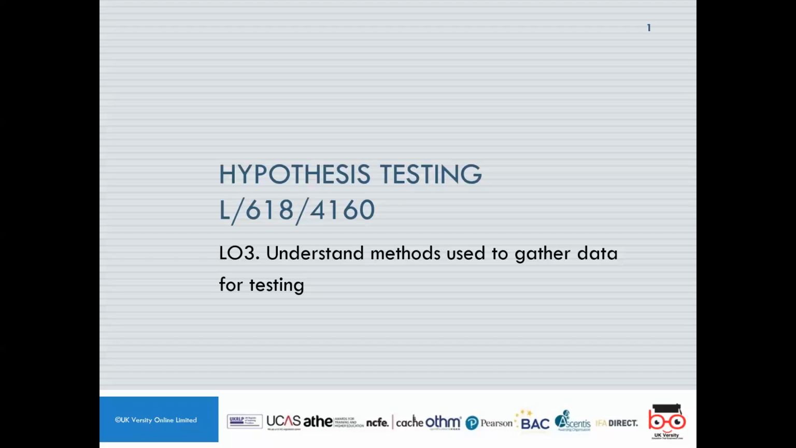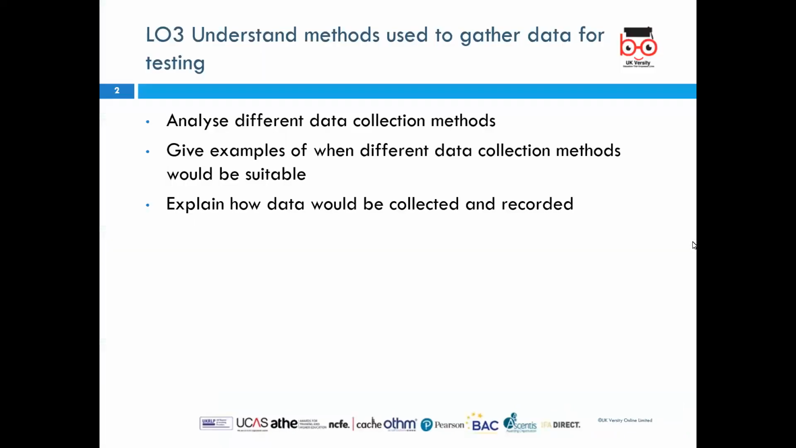Basically, hypothesis testing is carried out for quantitative methods. So it is very important that you collect the appropriate data. So going forward, we will look into the different methods used to gather data for testing. The first one is to analyze the different data collection methods, used in academic research. Then second would be give examples of when different data collection methods would be suitable, and then explain how data would be collected and recorded.